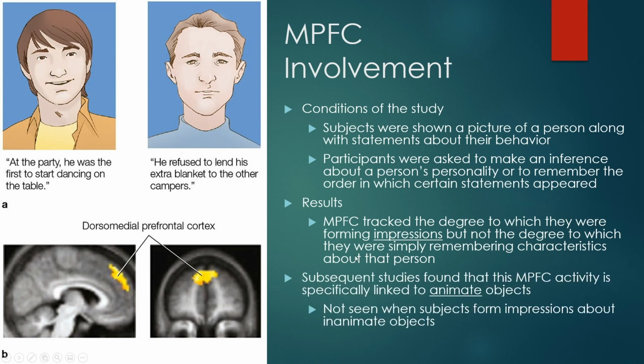And what they ended up finding too was that this is very specific to animate objects. So the MPFC is not going to light up. So let's say that this was a picture of a rock, and he said at the party he was dancing on the table. The MPFC will not track that. There's something specific to it being something that's alive. I've seen studies in which it's very specific to people. You'll get some activation for animals, but this is very specific to people. This region of the brain is really heavily involved in social interaction with humans, because that's what's important to us, you know?